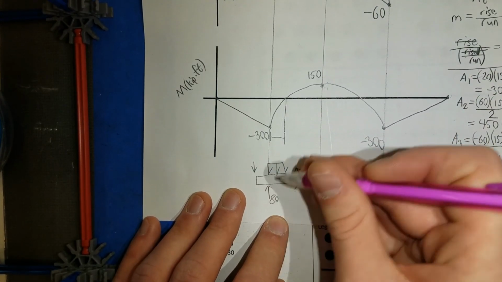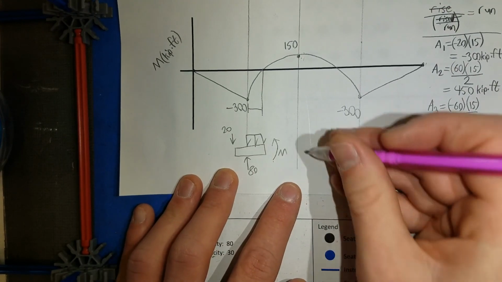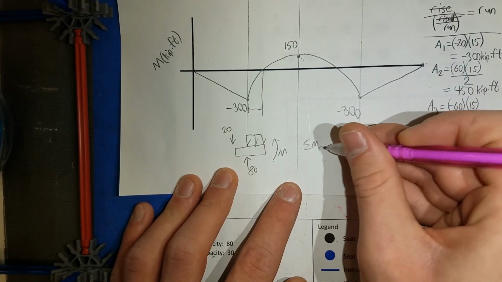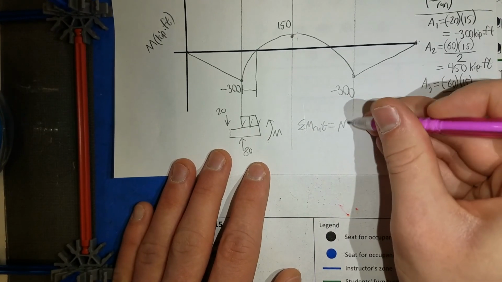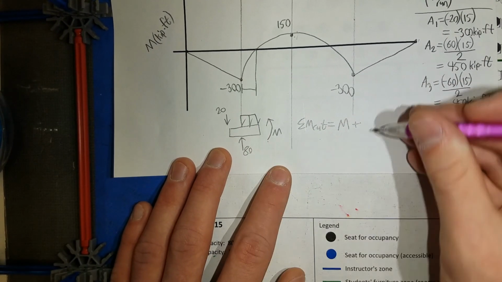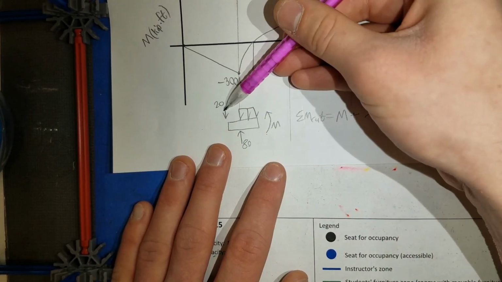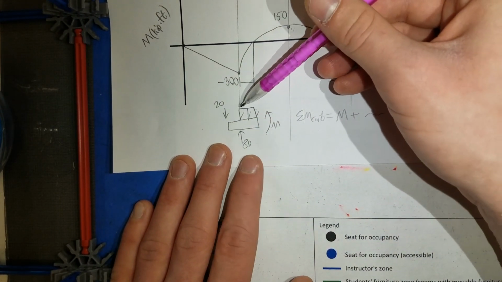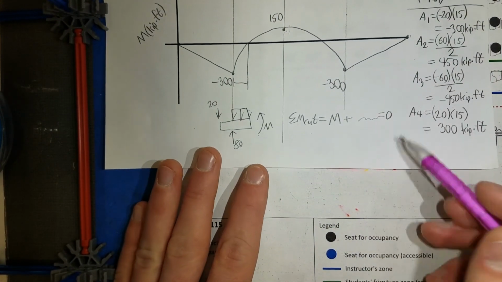I'm not going to quite go into the work here, but essentially you're going to find what the sum of the moments about the cut are. They're going to end up equaling M plus a whole bunch of other numbers. So you're going to have the moment caused by this force and the distributed load, and that's all going to equal 0 because the beam is static.